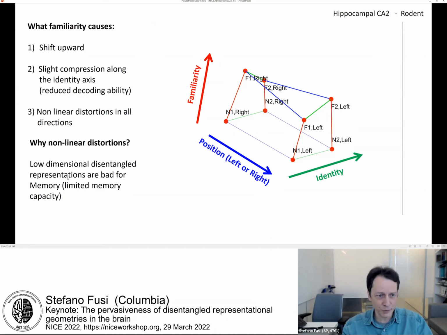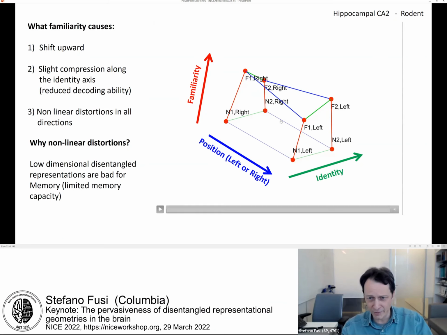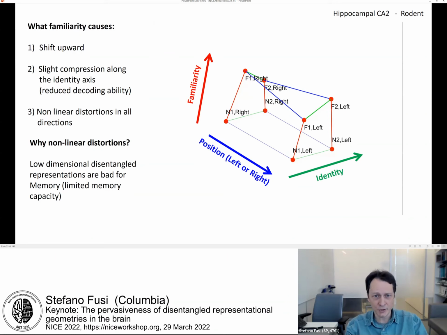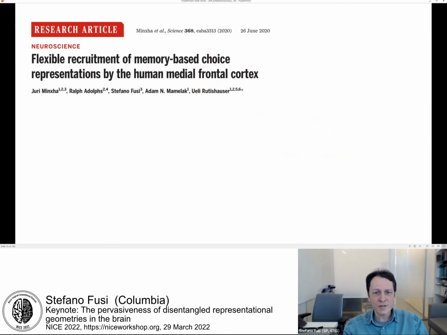You can see the proof in the paper, and we actually showed that the number of memories you can store scales only with the number of latent variables if you have these disentangled representations, and not with the number of neurons in your network, which can be much larger. Okay, what happens in humans?